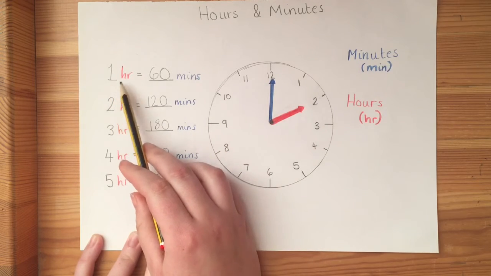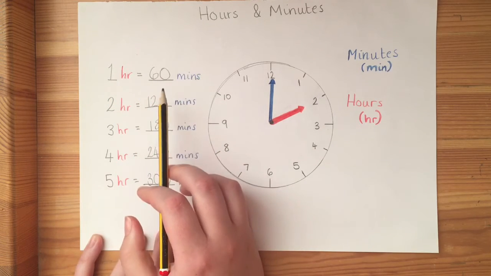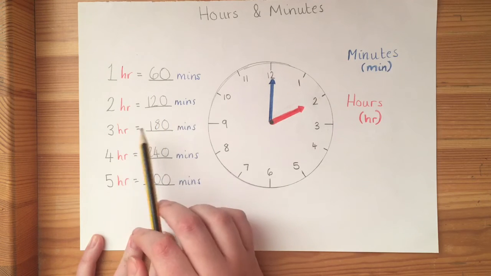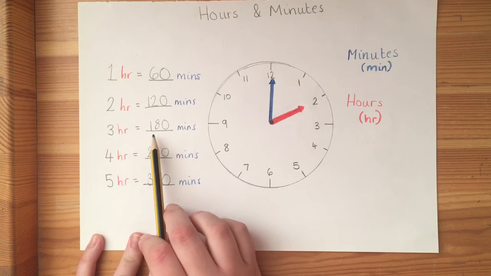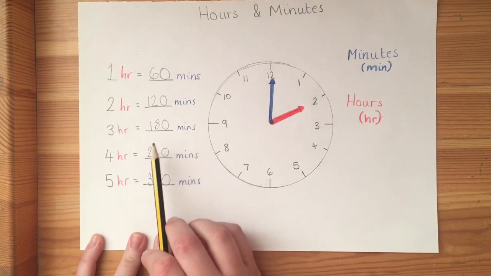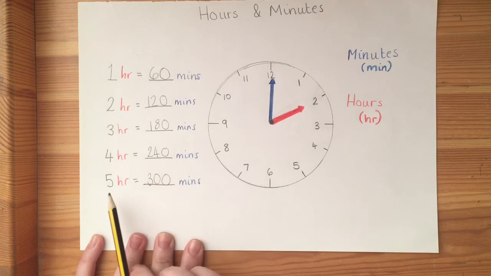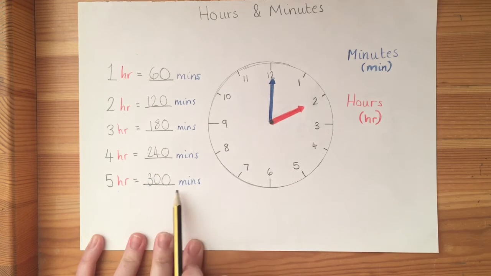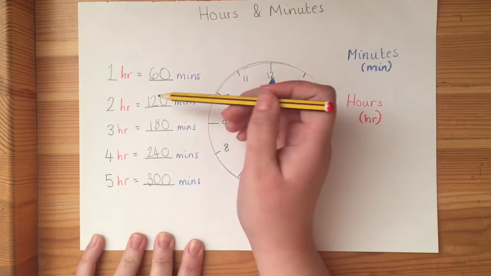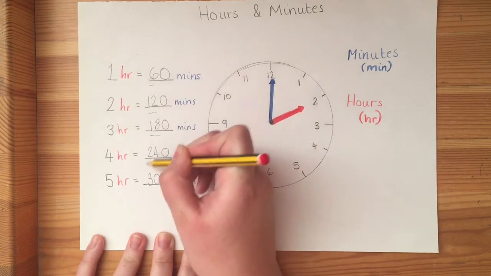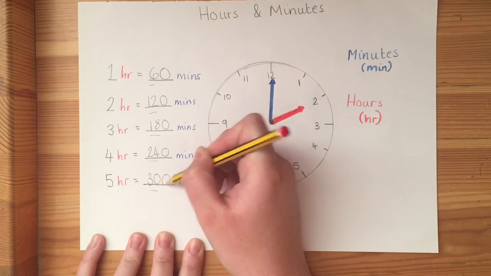So we know that in 1 hour there are 60 minutes. So in 2 hours there are 120 minutes. In 3 hours there are 180 minutes. 4 hours there are 240 minutes. And 5 hours there are 300 minutes. So as I said, that's just the 6 times table. These first numbers are just the 6 times table, and all I've done is added a 0 to the end of all of them.